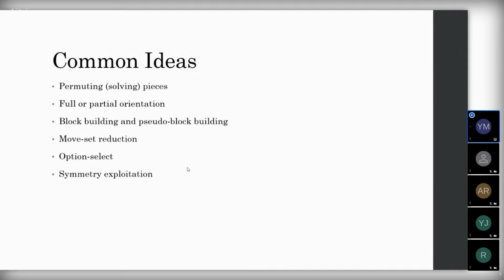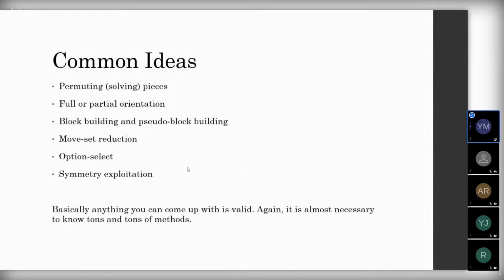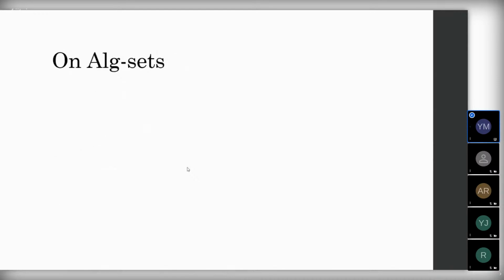And then there's symmetry exploitation. I'm not going to go in depth. I have talked about it on the website that I have linked if you want to know more about it. But basically, anything that you can come up with is valid. There are a lot of ideas that I have not mentioned here, and if you read up about a lot of different methods, then you'll come to know of a lot of different ideas that exist. All of these ideas that I have mentioned now are the ones that are used in the top methods right now. So the idea is for you to understand as many methods as possible and see what ideas you can extract and then use those ideas to build your own method.